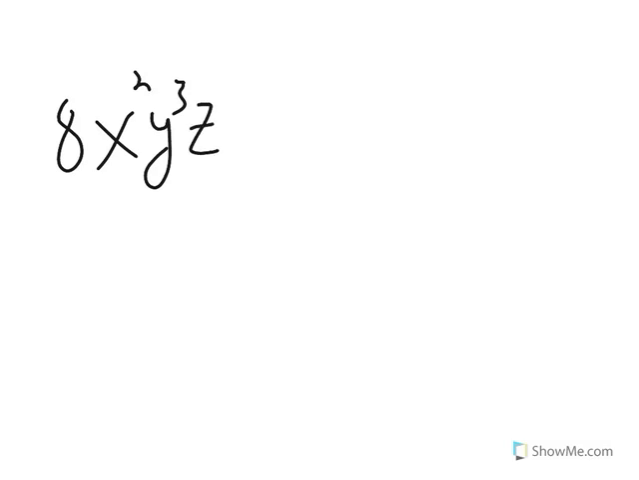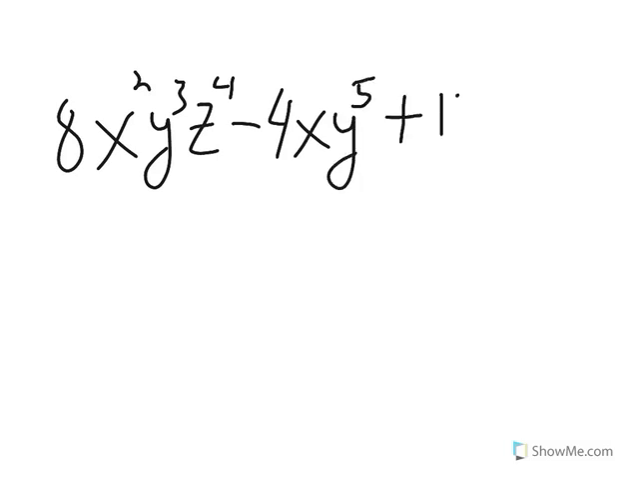So now let's do it with 3 terms. So we're just adding one more term to it. So let's go 8x squared y to the third z to the fourth minus 4x y to the fifth plus 12x to the fifth y to the fourth z, we'll say squared.